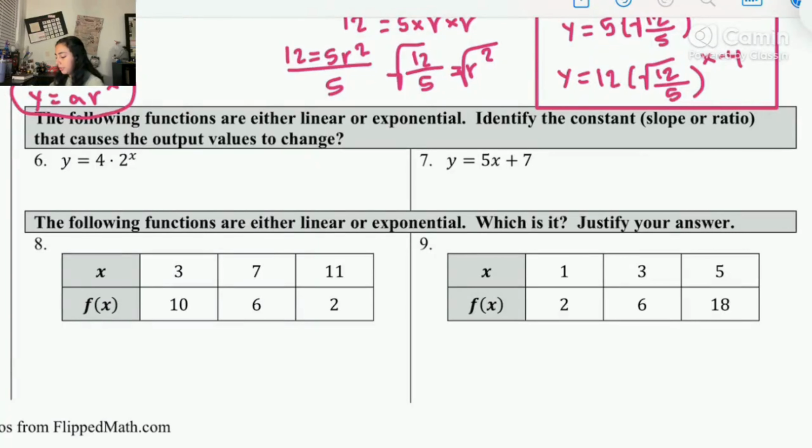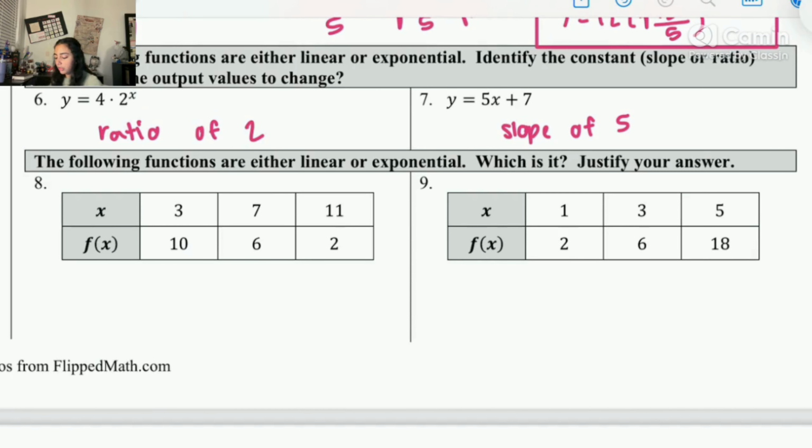Okay, now these ones are pretty self-explanatory, but we're just identifying the constant. So if it's a slope or ratio, depending on if it's linear or exponential. And yeah, so y equals 4 times 2 to the power of x. Here we can tell it's an exponential function, so it's just a ratio of 2. And then for number 7, y equals 5x plus 7. It's linear, so it's just a slope of 5.